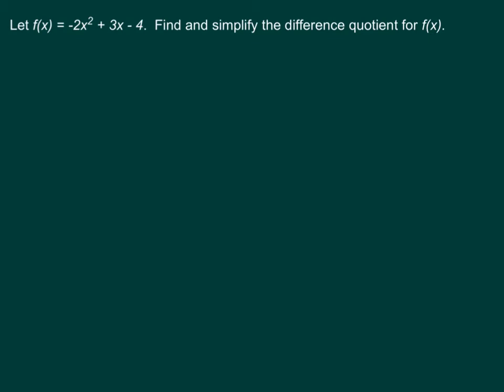Let f of x equal -2x squared plus 3x minus 4. Find and simplify the difference quotient for f of x. That being said, you should probably know what the difference quotient is. So the difference quotient, I'm just going to call dq for f of x, is equal to f of x plus h minus f of x all over h.